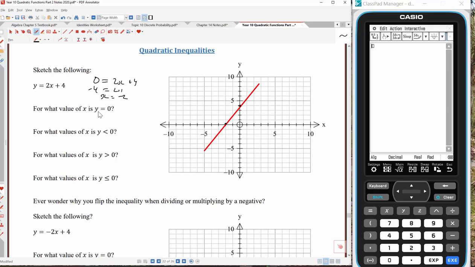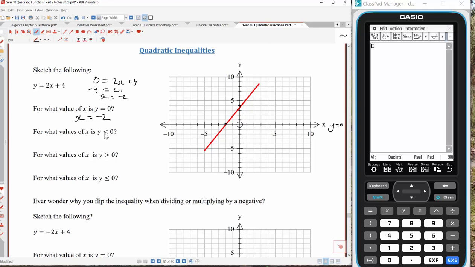For what value of x is y equal to 0? So y is equal to 0, that's the x-intercept. Okay, so that's going to happen pictorially here at x is equal to negative 2. And that's along this line here because that's when y is equal to 0. I go across and I go, oh, there it is.